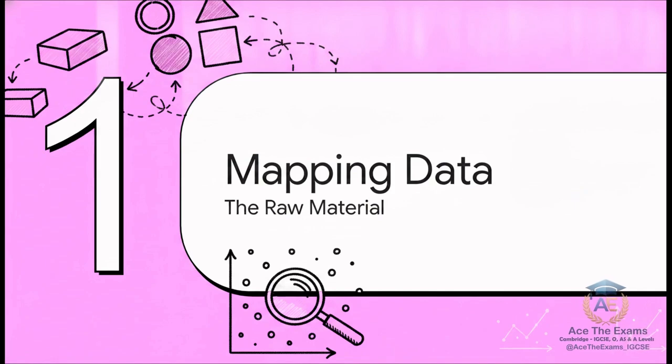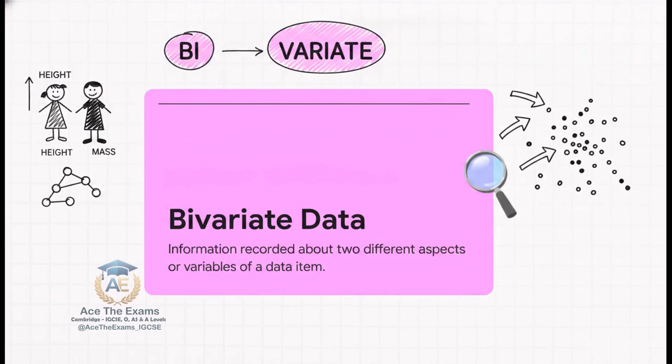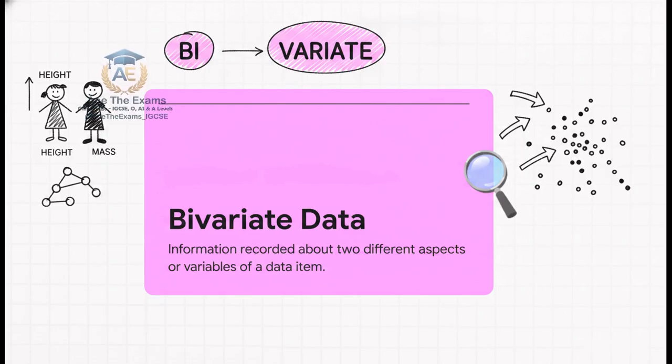Okay, let's jump straight into section 1, mapping bivariate data. This is really the raw material of our whole journey. Before we can analyze a single thing, we have to understand the specific type of information we're actually dealing with. Whenever you're collecting two connected variables to plot on a scatter diagram, you are dealing with bivariate data. And it's literally right there in the name. The prefix bi means two, and variate refers to the variables.